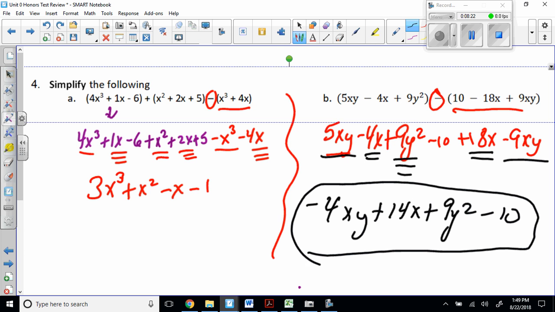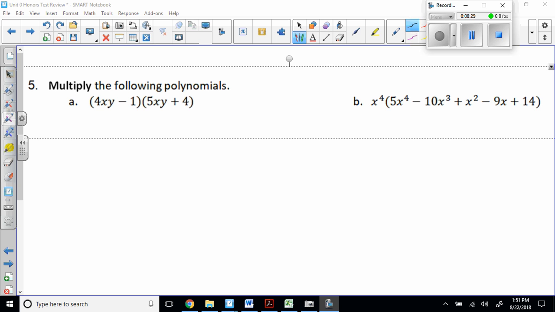How'd we do? Rock stars? Sweet. Thank you. Let's do the next one. Okay. So, this one primarily gives a lot of people trouble. And this is what I mean by troubles. Because it's multiplying two binomials, right?